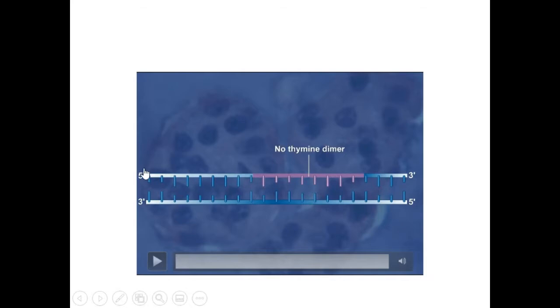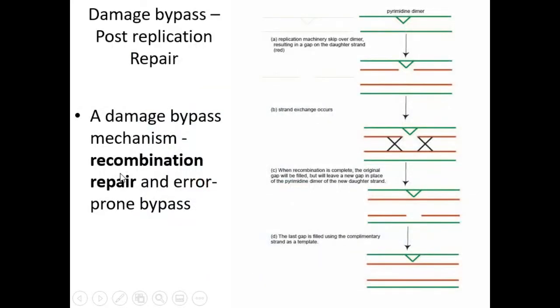So that's NER, right? The direct reversal and the excision repair are true repair processes because they remove the defective DNA entirely. Sometimes the cells don't eliminate the defective DNA entirely. They simply avoid that damaged area. And so it's called a damage bypass mechanism, or the damage tolerance system, okay?